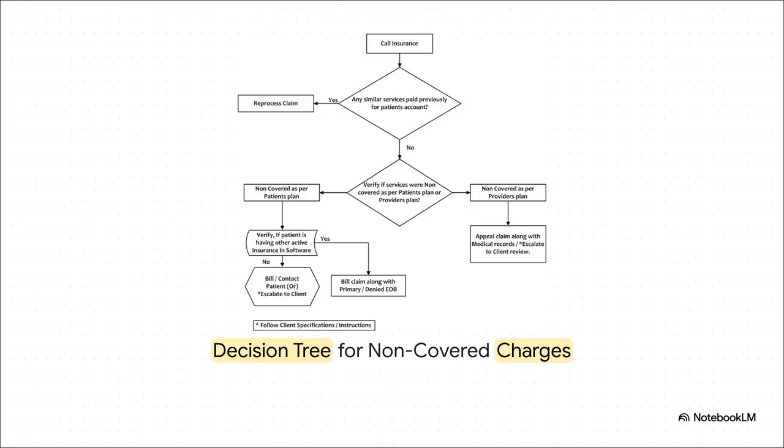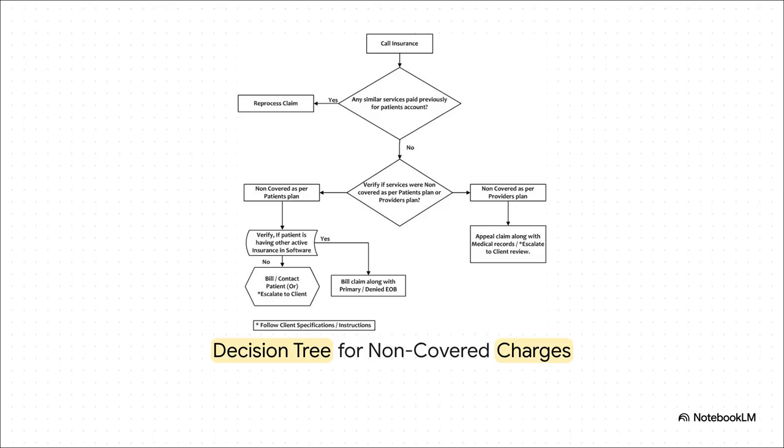If you think of this process like a giant decision tree, the very first question you have to ask yourself at the very top is, were similar services paid previously? That is your first major checkpoint. If the answer is no, then you split off based on the code. Is it non-covered as per the patient's plan or the provider's contract? If it's the patient, you go down that path of checking for secondary insurance before finally landing on the decision to bill the patient.